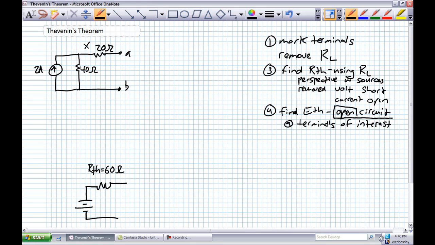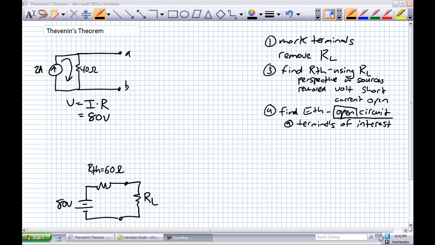No current flows through that 20 ohm resistor. Ignore it. Therefore, all 2 amps goes through the 40 ohm resistor. Voltage, I times R, 40 times 2, 80 volts. There is our Thevenin equivalent for those dozen different combinations of RL that you wanted to use it for.